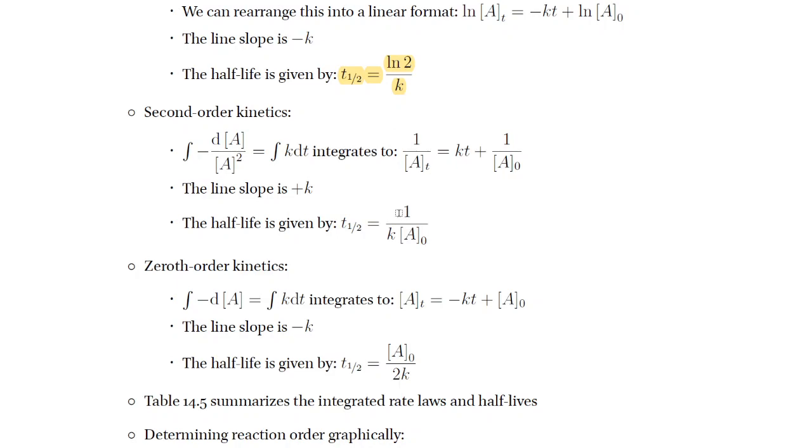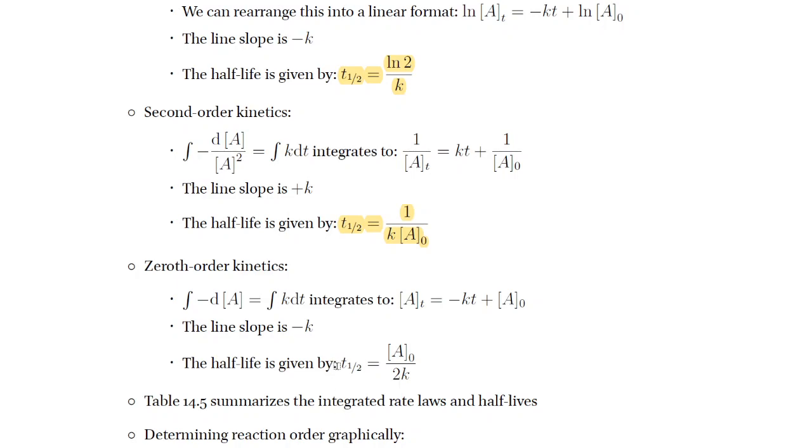But for the second order kinetics, the half-life is equal to 1 over k times the concentration at the beginning of our half-life measurement. And so as the reaction proceeds, the concentration of A will go down, and that means that the half-life will actually increase. It will take longer and longer and longer to reduce the amount by half.